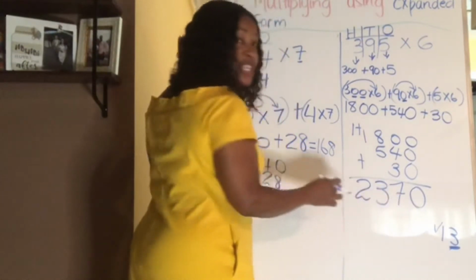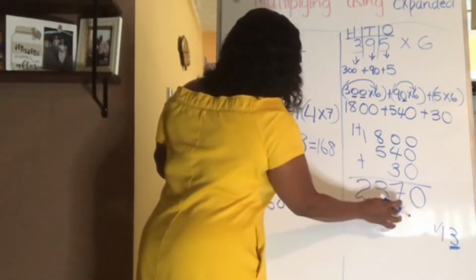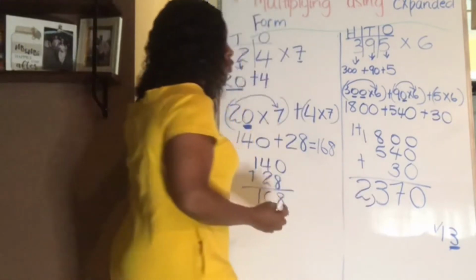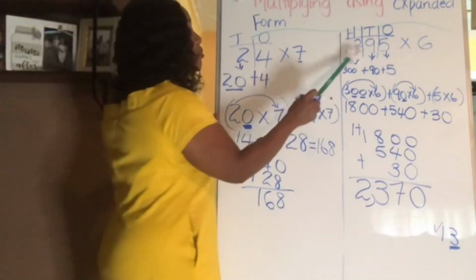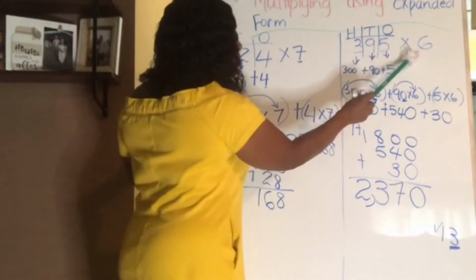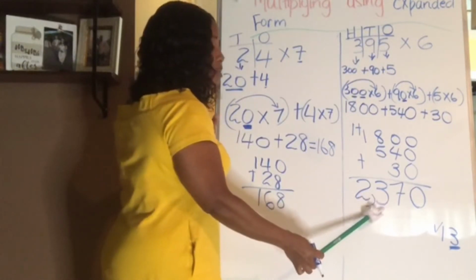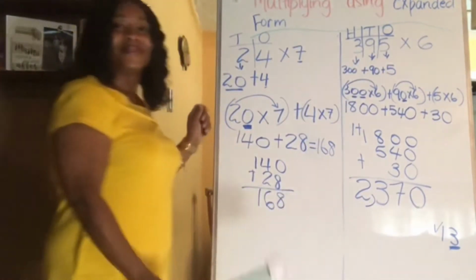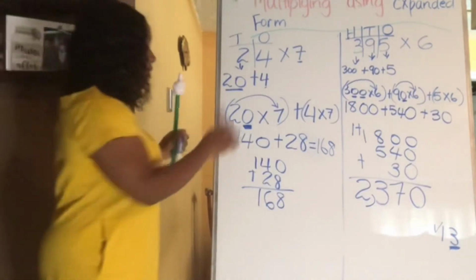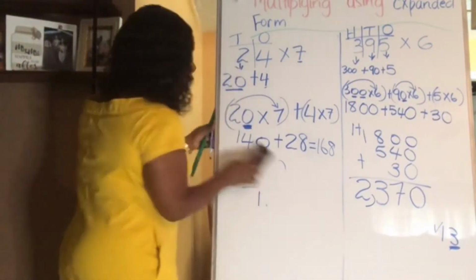Remember, I have 4 digits, I need a comma. So 1, 2, 3, my comma goes between 2 and 3. So 395 times 6 is 2,370. Easy, easy. I'm going to erase this side so we can try one more.